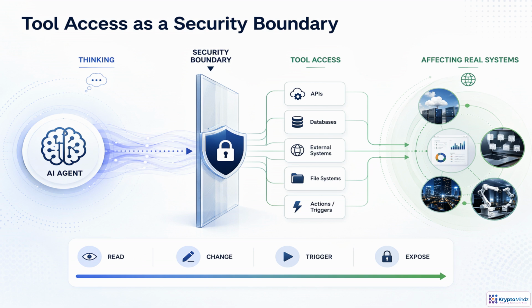Agents become truly risky when their reasoning can reach real systems. Tools are the crossing point, what the agent can read, change, trigger, or expose. In this section, we'll treat tool access as a core security boundary.